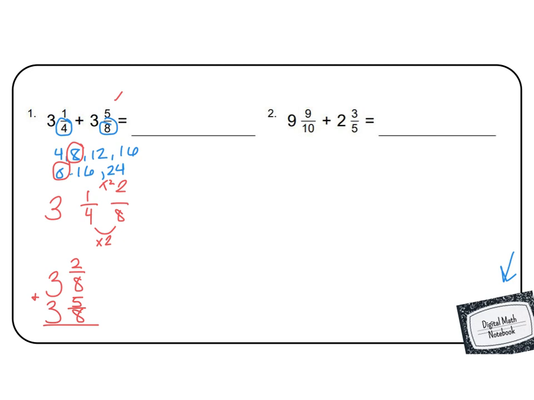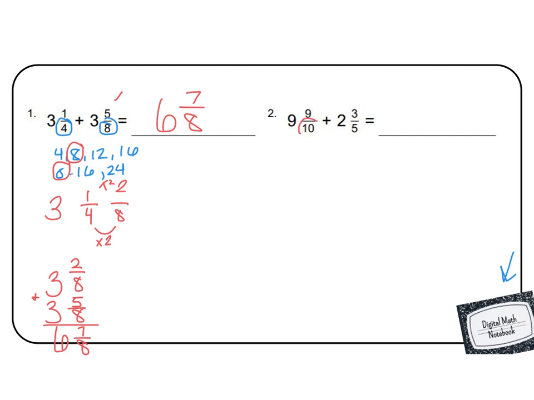So first off, I'm going to add 2/8 plus 5/8. So 5 plus 2 gives me 7/8. And 3 plus 3 is 6. So my answer would be 6 and 7/8. And 7 is not bigger than 8, so I do not need to change that into a mixed number because it's not improper. Let's practice one more time.